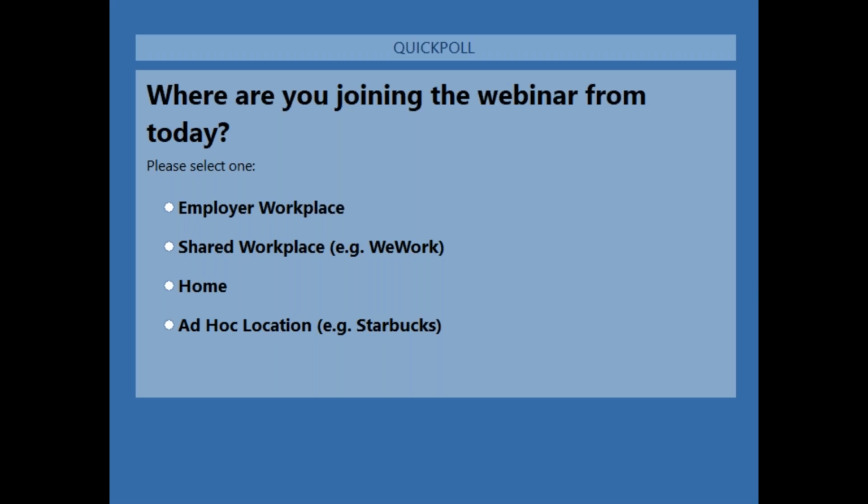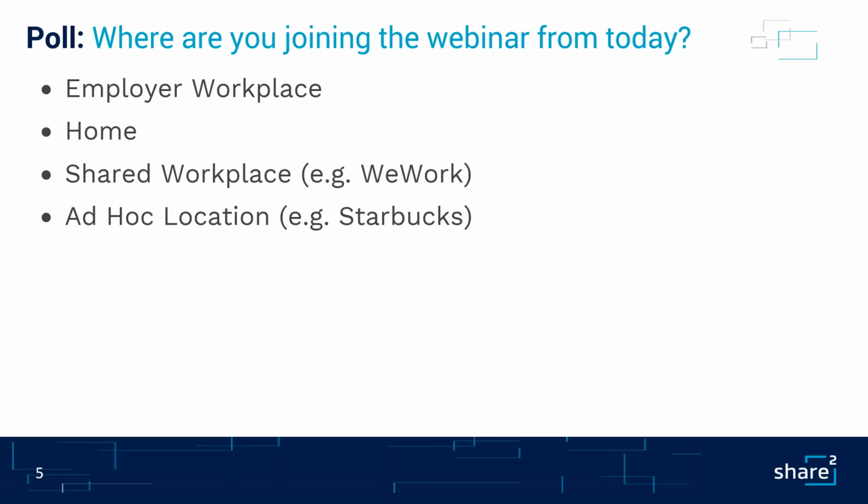Well, so far it's 100% at home, so I don't know if that's accurate or not, but that's very interesting. Can we give about 10 more seconds? Oh, there we go. We're getting some other numbers now. All right, 5, 4, 3, 2, 1. I'm going to close the poll. All right, so we had 14% employer workplace and 86% from home. That is not what I expected, but that is very interesting. All right, Jim, let's continue.